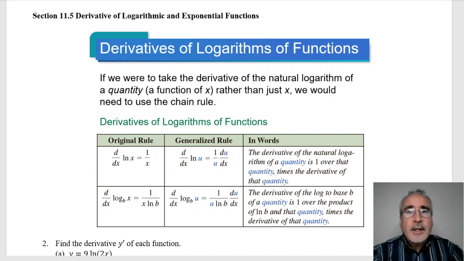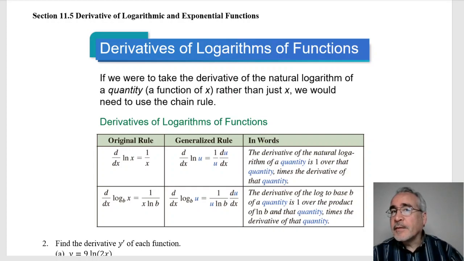Let's just keep rolling along. So this is section 11.5. We're going to look at derivatives of logarithms first, and then derivatives of exponential functions following. And this is really an application of the chain rule that we just went over in 11.4.